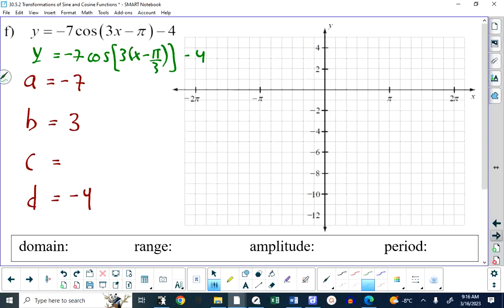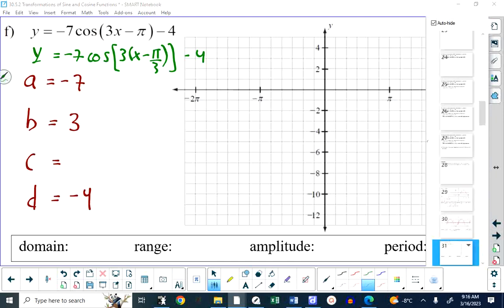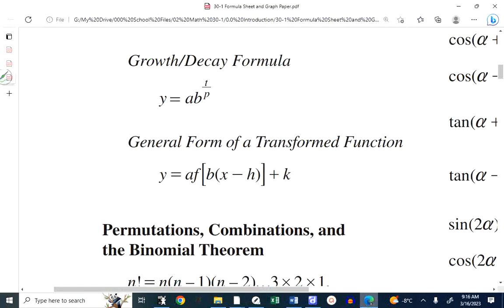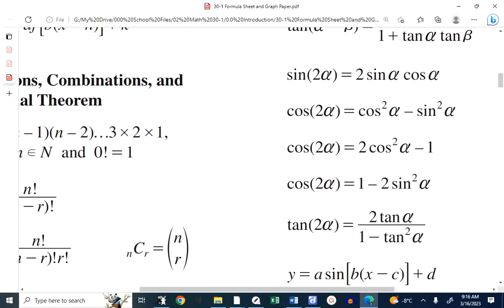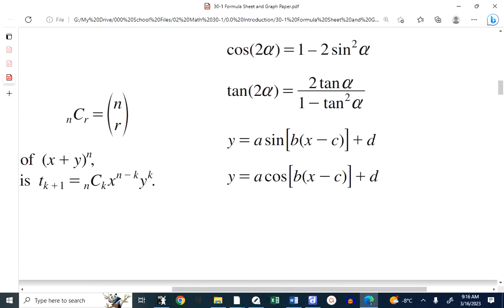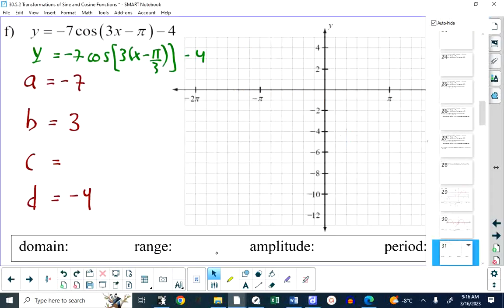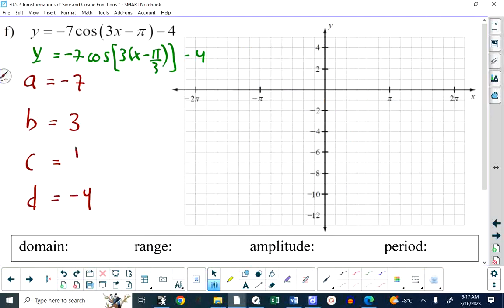If you look at your formula sheet, I'll go to my formula sheet because it's easier for me right now. If you look at the template for y equals a cos of, etc., there's a b and then there's brackets x minus c. So you need to factor that 3 out. And when you factor out, you divide. So we end up with a b value of 3 and a c value of pi over 3.